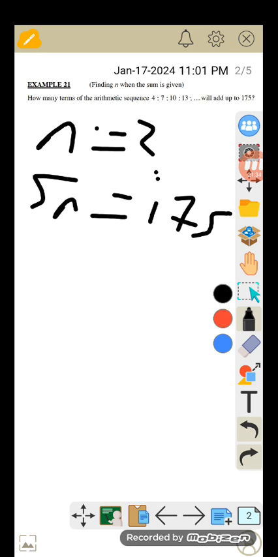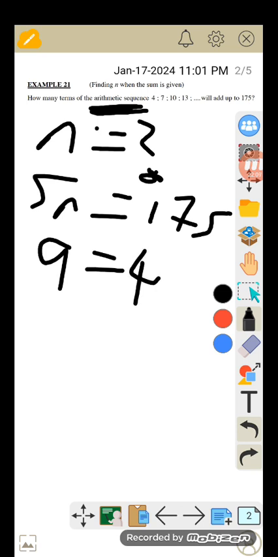They say those terms will add up to 175. How many terms must add up to 175? So we have the sum of those terms. They've told us that this is an arithmetic sequence, so there's no need for us to check whether it is arithmetic or geometric. Our a, our first term, is 4.